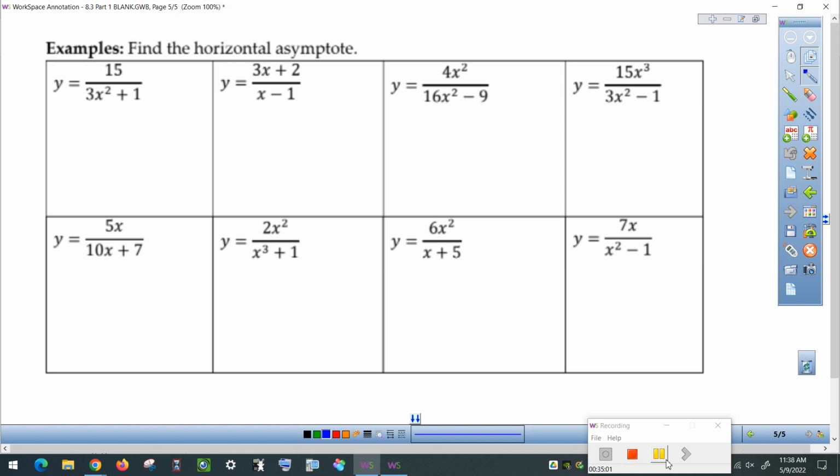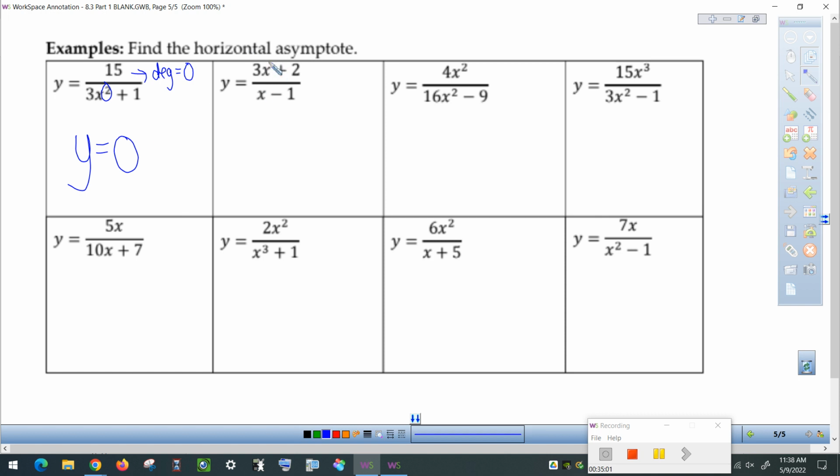All right, on the first one here, this one is technically bottom heavy because it's a degree of 2 on the bottom. Technically, this is a degree of 0 on the top. If you do not see an x at all, it's really like x to the 0. But remember, anything to the 0 is 1. So that's why we don't show the x at all. So this one is bottom heavy.